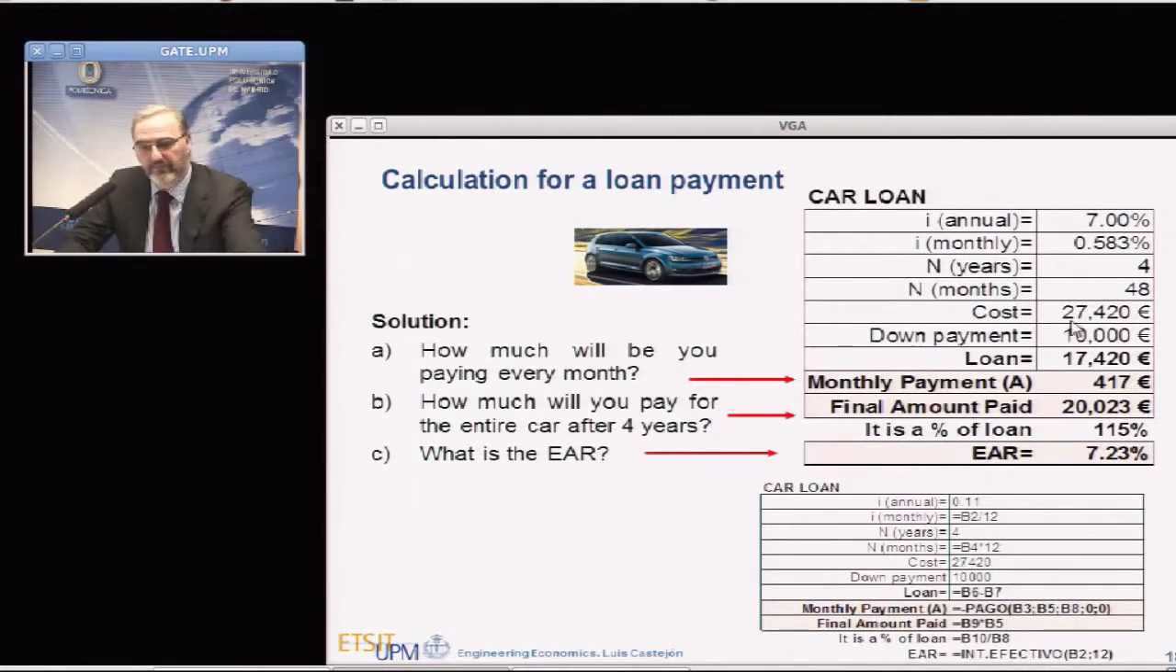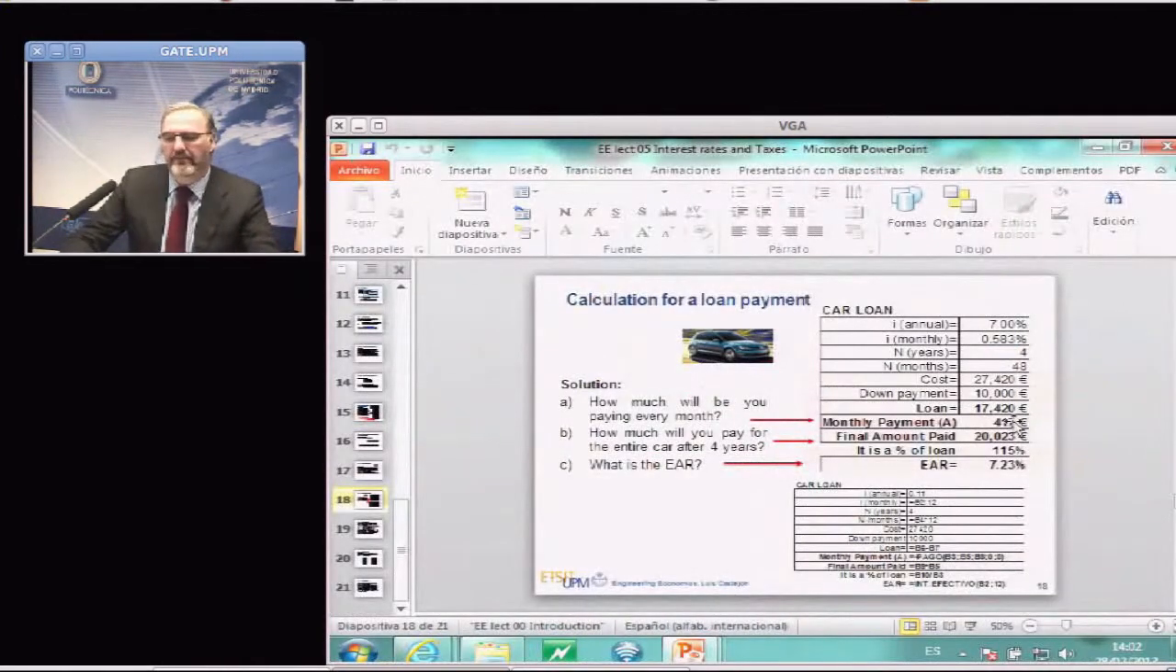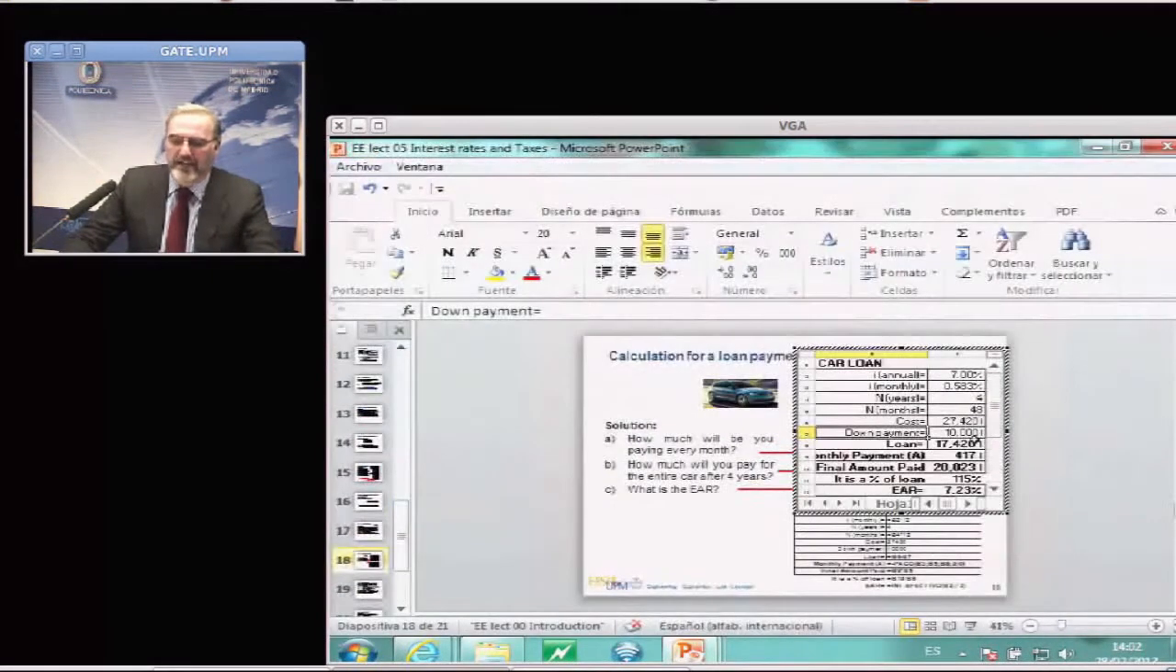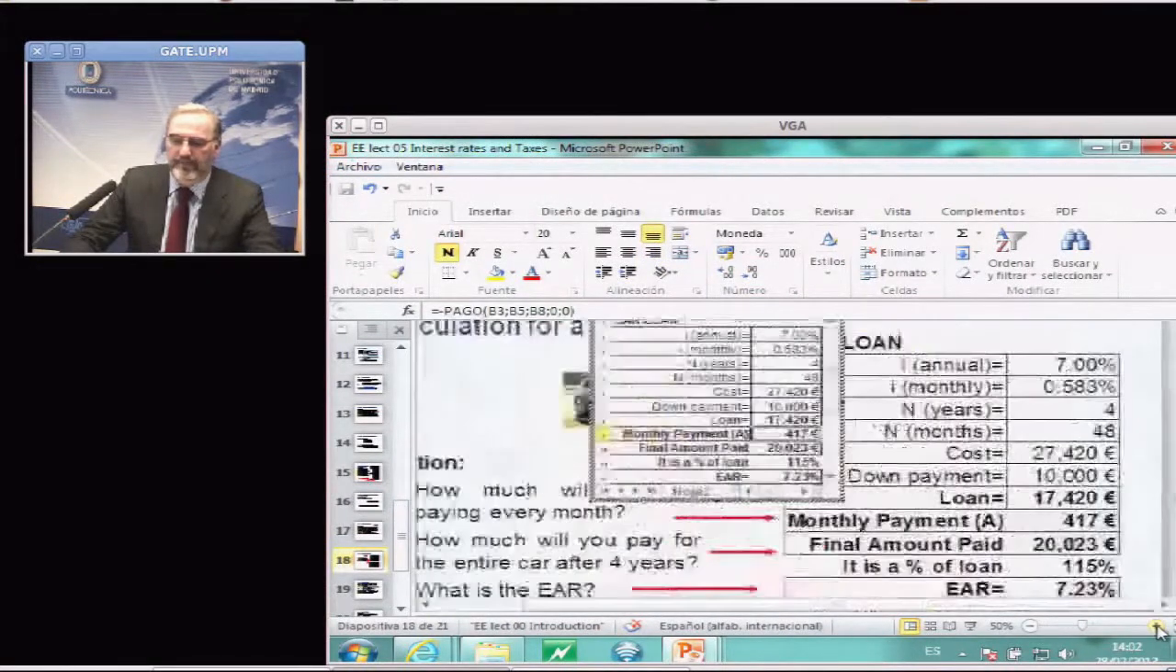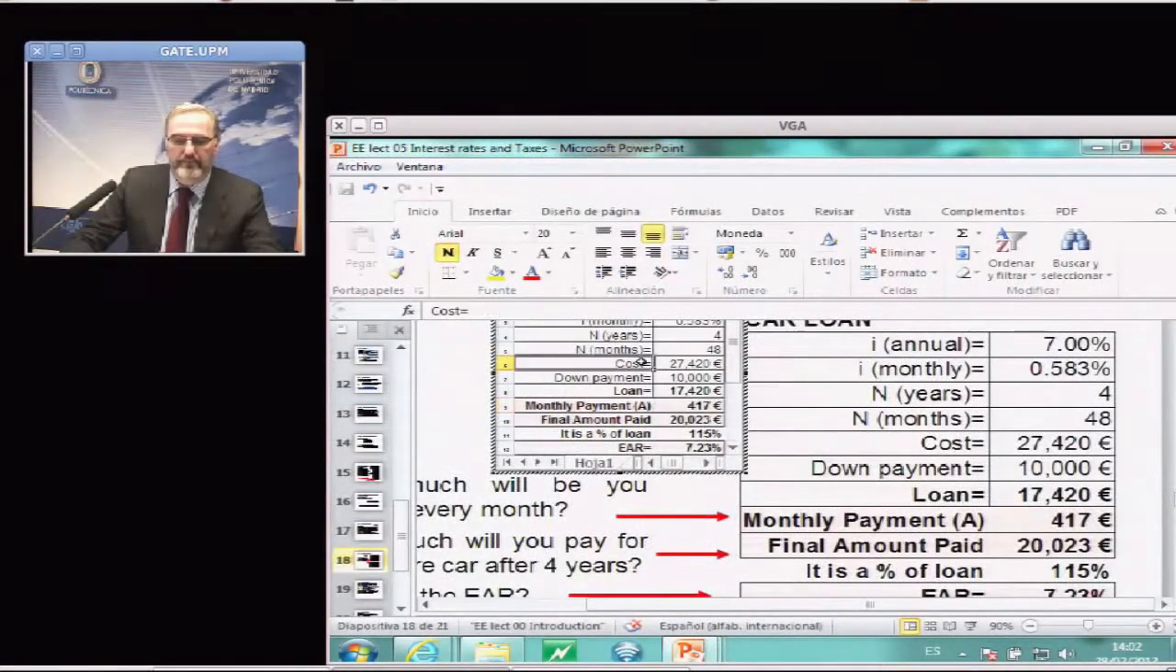Do you know which problem this is? Remember, equal uniform payments. We know the present value, we know the interest rate, we know the number of periods, and we want to know the periodic payment. So do you remember, I think this is the capital fund. So we see here the formula.